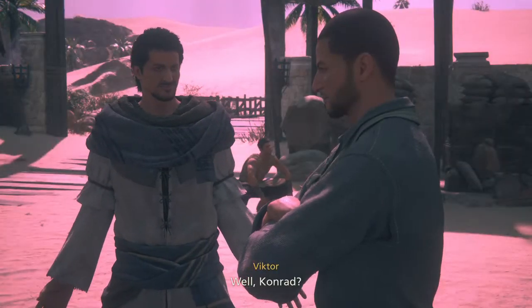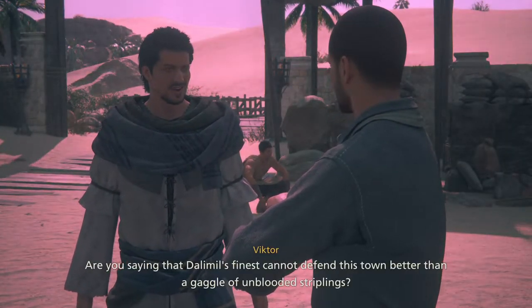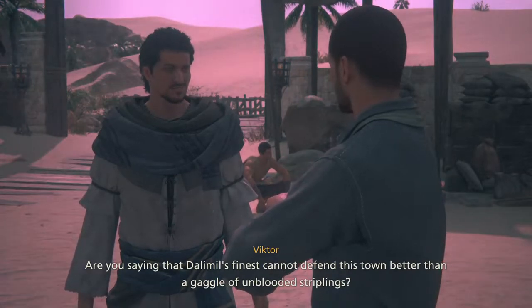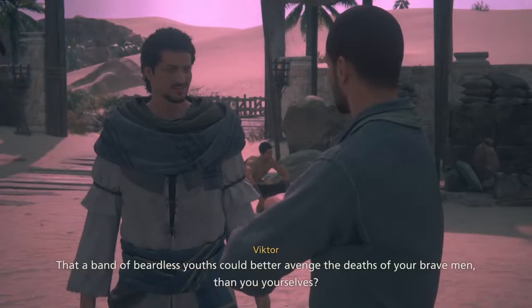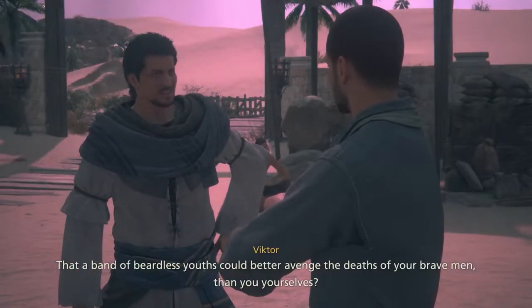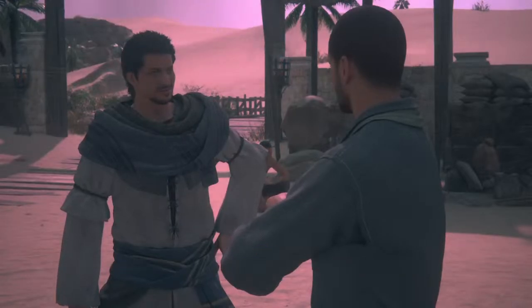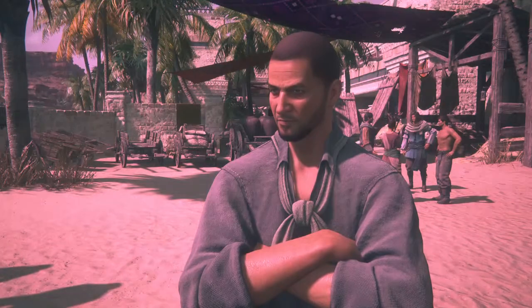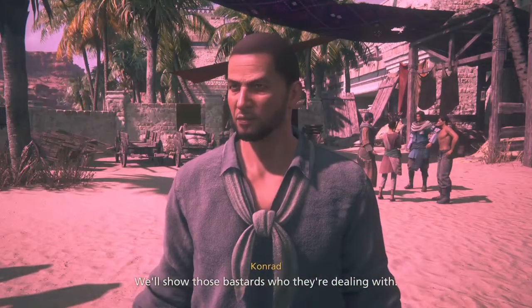Well, Conrad? Are you saying that Dalimil's finest cannot defend this town better than a gaggle of unblooded striplings? That a band of beardless youths could better avenge the deaths of your brave men than you yourselves? Absolutely not. We'll show those bastards who they're dealing with.